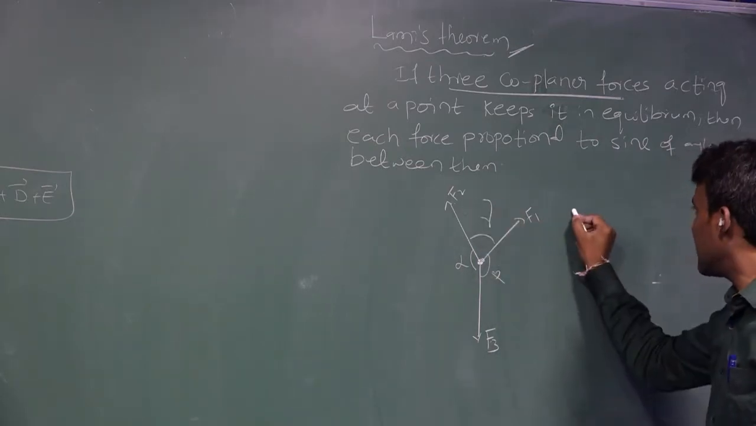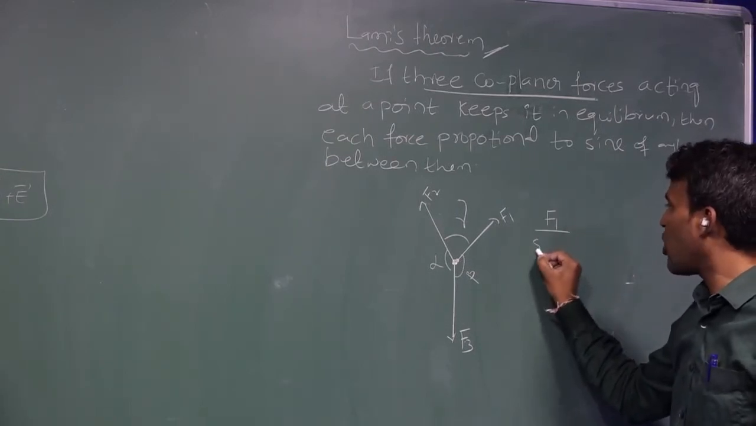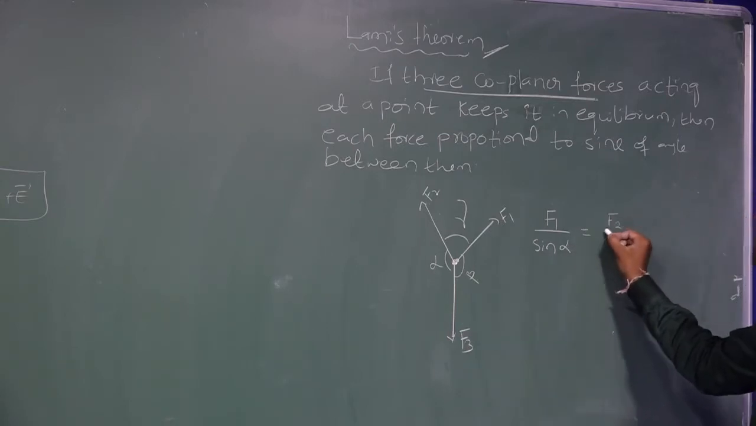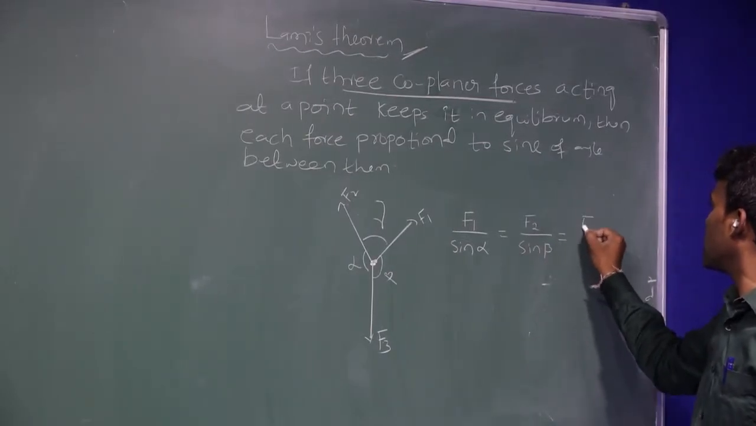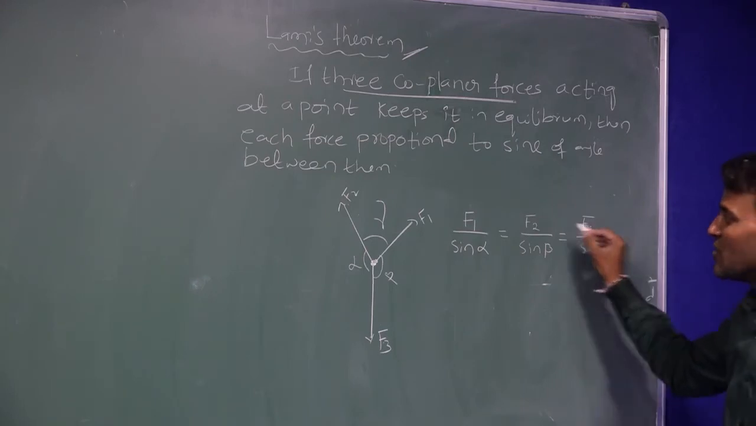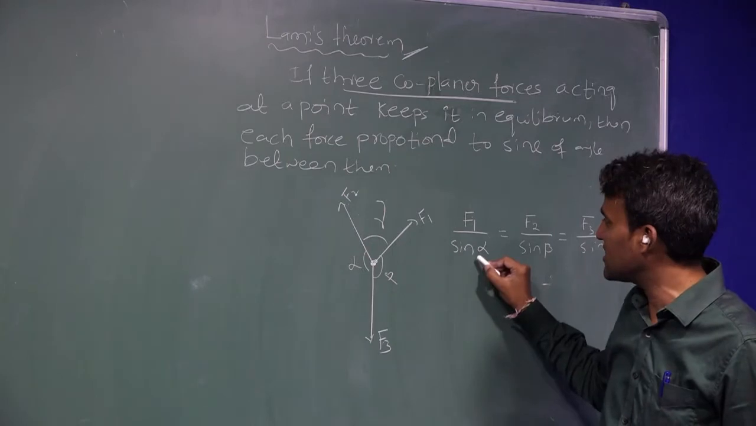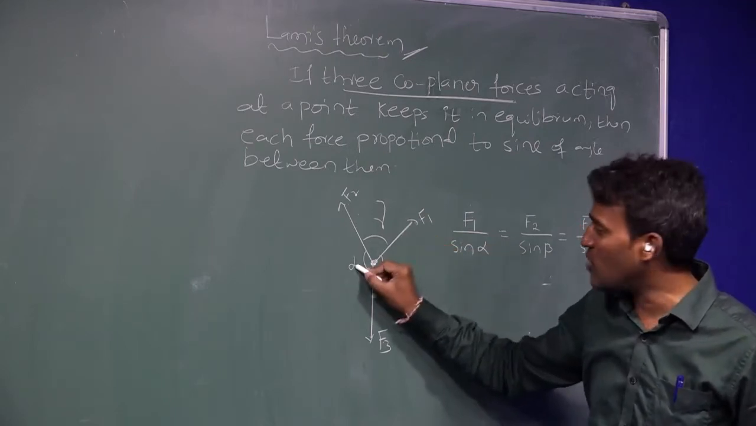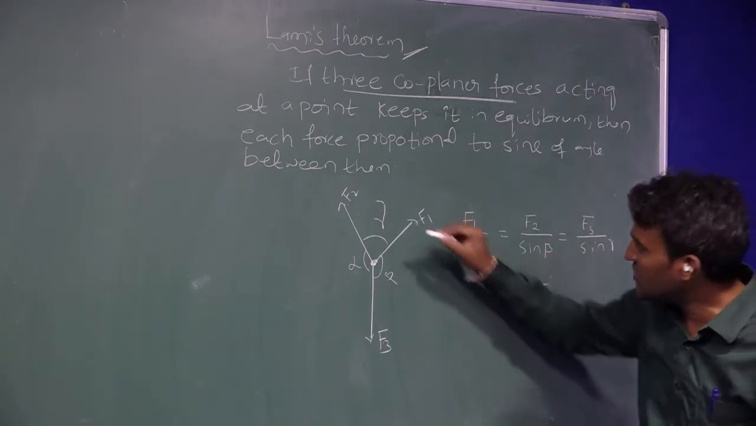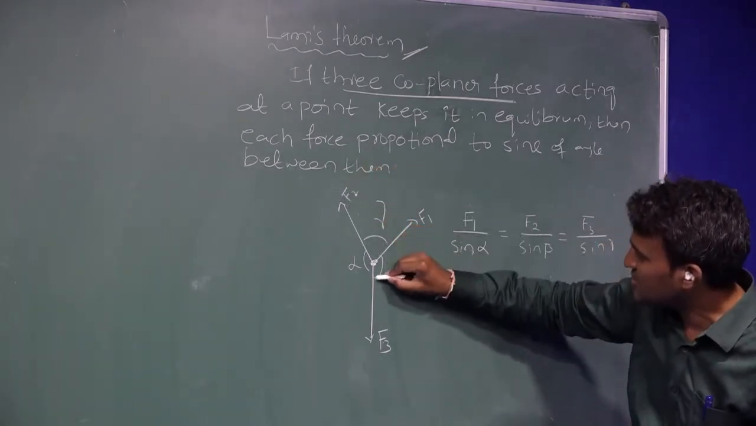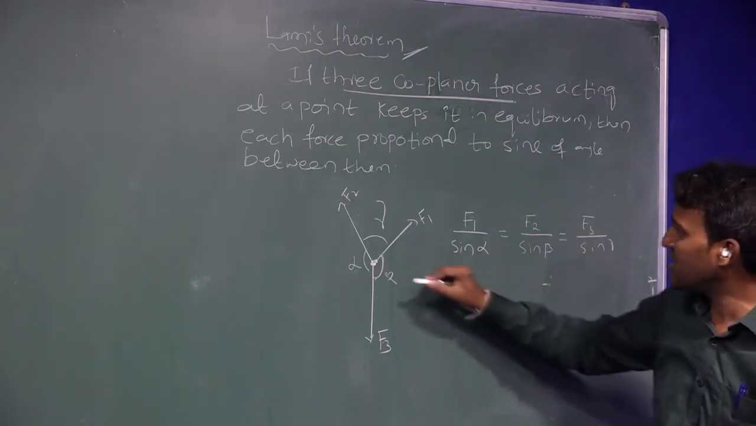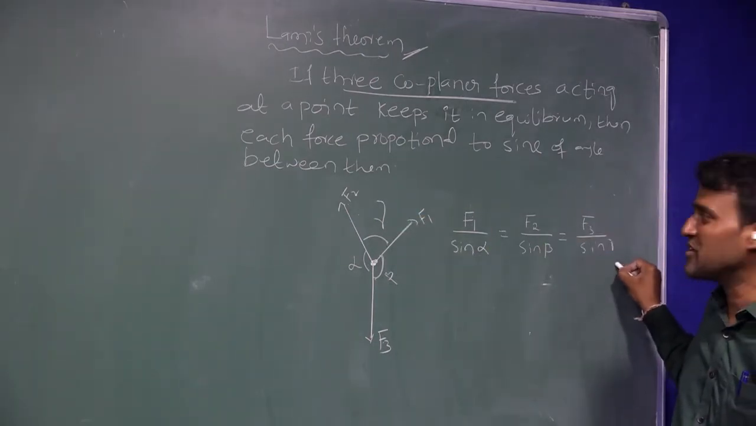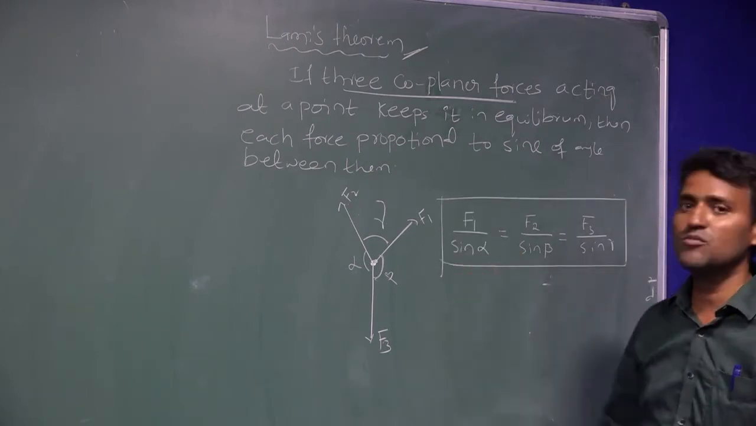We write this formula as F1 divided by sine of angle alpha, equal to F2 divided by sine of angle beta, equal to F3 divided by sine of angle gamma. See here, F1 divided by sine alpha: F1 is quite opposite to angle alpha. F2 divided by sine beta: this is F2, and F2's opposite angle is beta. Then F3's opposite angle is gamma, so F3 divided by sine of angle gamma. We call this Lami's theorem. This is about Lami's theorem.